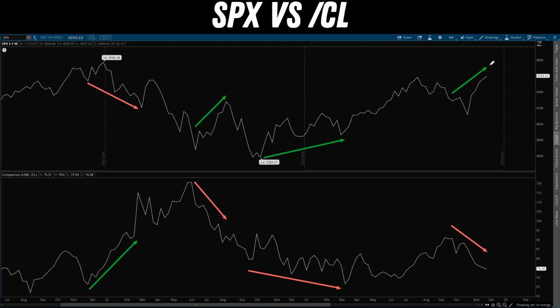And most recently, we've been making higher highs in the stock market as we've been seeing lower highs in crude oil. Okay, so all of these help to give you a pulse on the market overall, right? You can see how many of these tend to have inverse relationships.